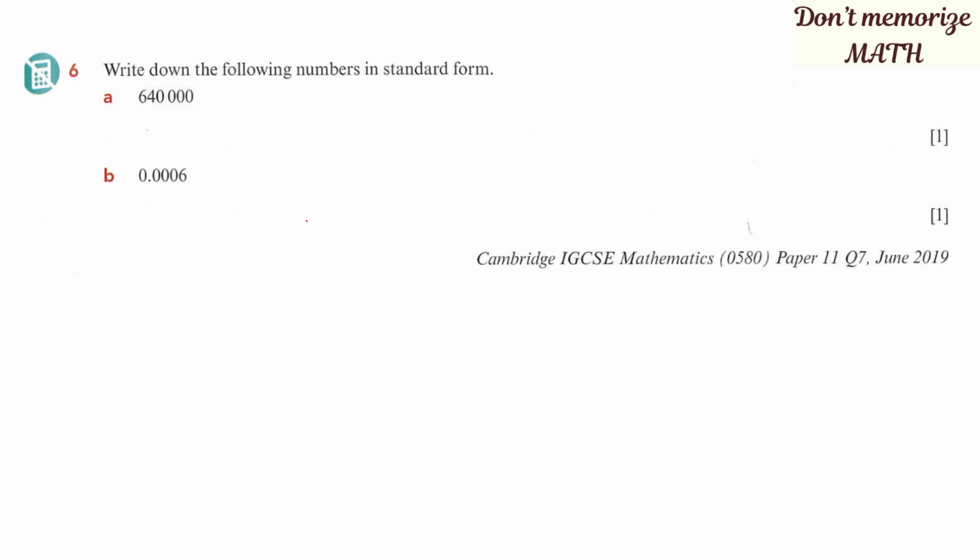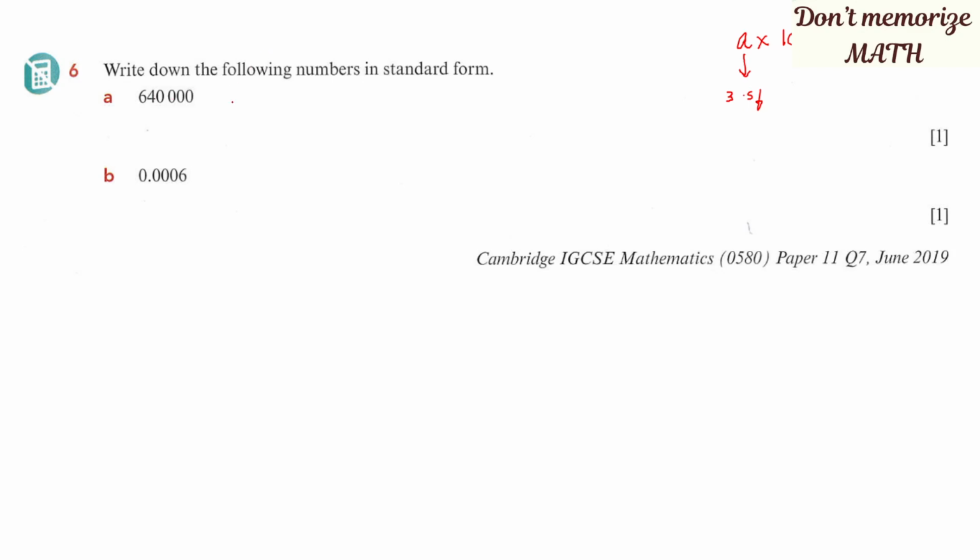Question number 6. Write down the following numbers in standard form. So standard form must be like a times 10 raised to n. Okay, the standard form. When you are writing a number in standard form, it must be in this form. This a must be greater than or equal to 1 and less than 10. Okay, less than 10 and greater than or equal to 1. So whenever you are writing the a, this must be in 3SF. Okay, if you have more numbers, you can round it and write in 3 significant figures.